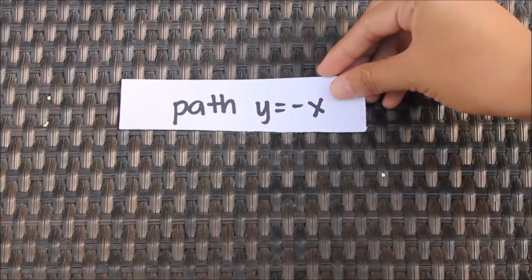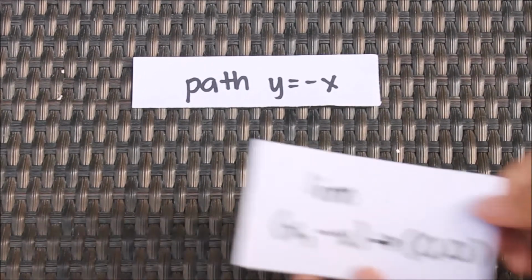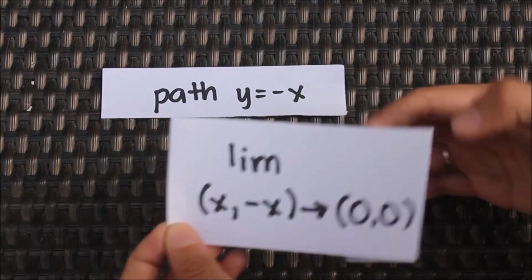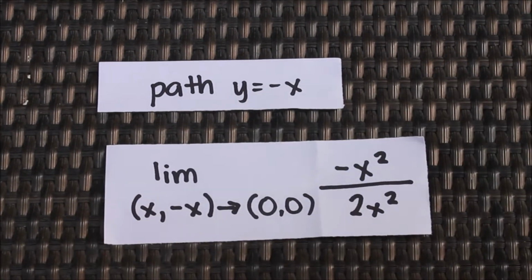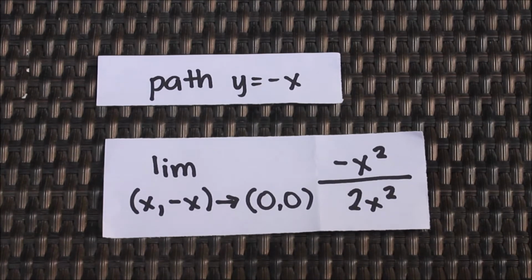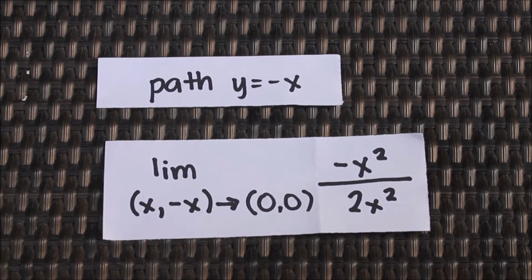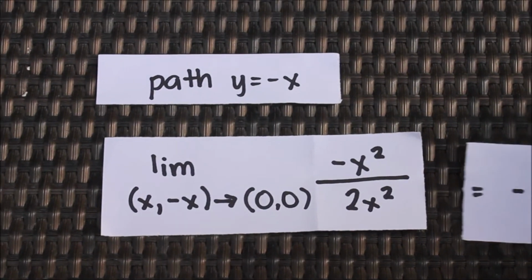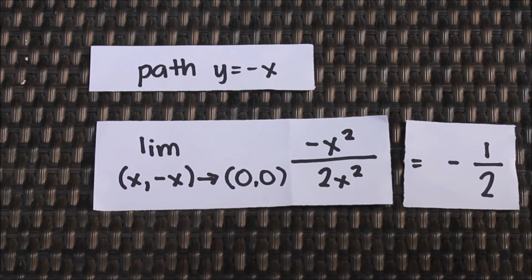Now let's consider the path y equals negative x. So again, we rewrite the limit. Now since y equals negative x, we get negative x squared over x squared plus negative x squared, which is equal to x squared. Simplifying this, we have negative x squared over 2x squared, which is equal to negative 1/2.